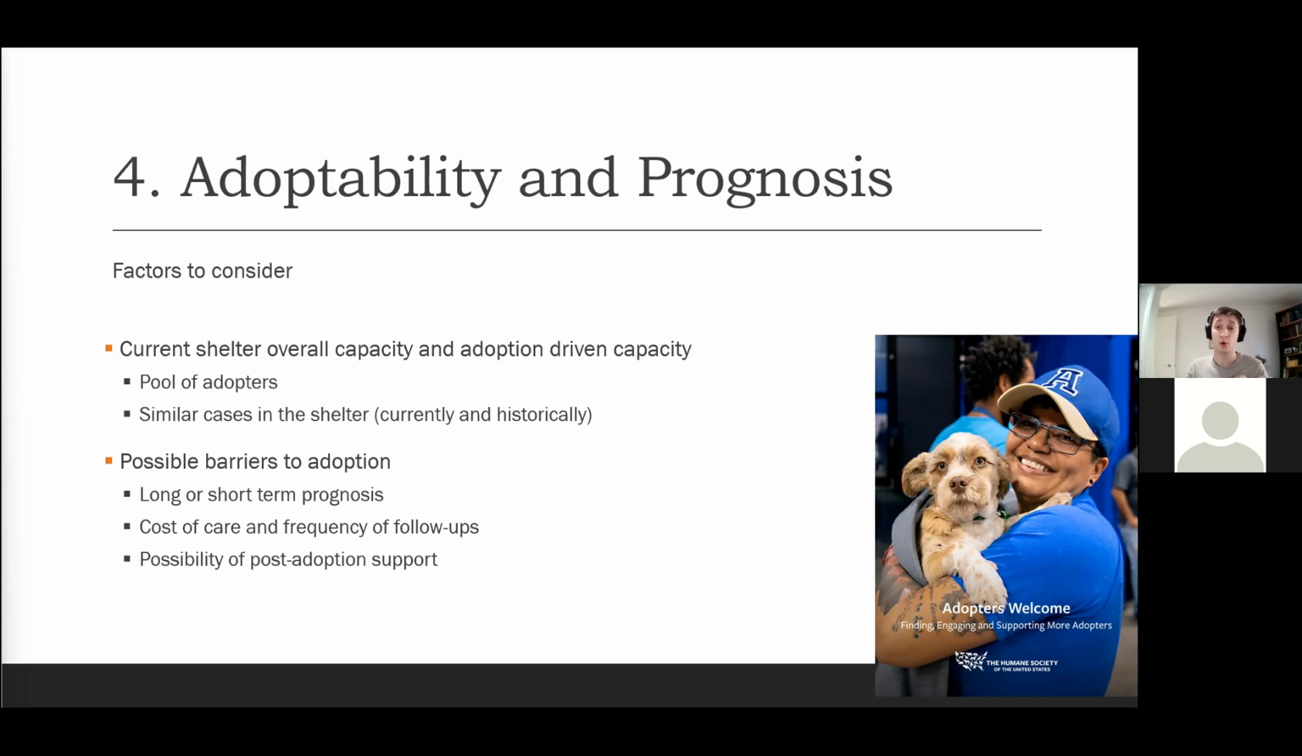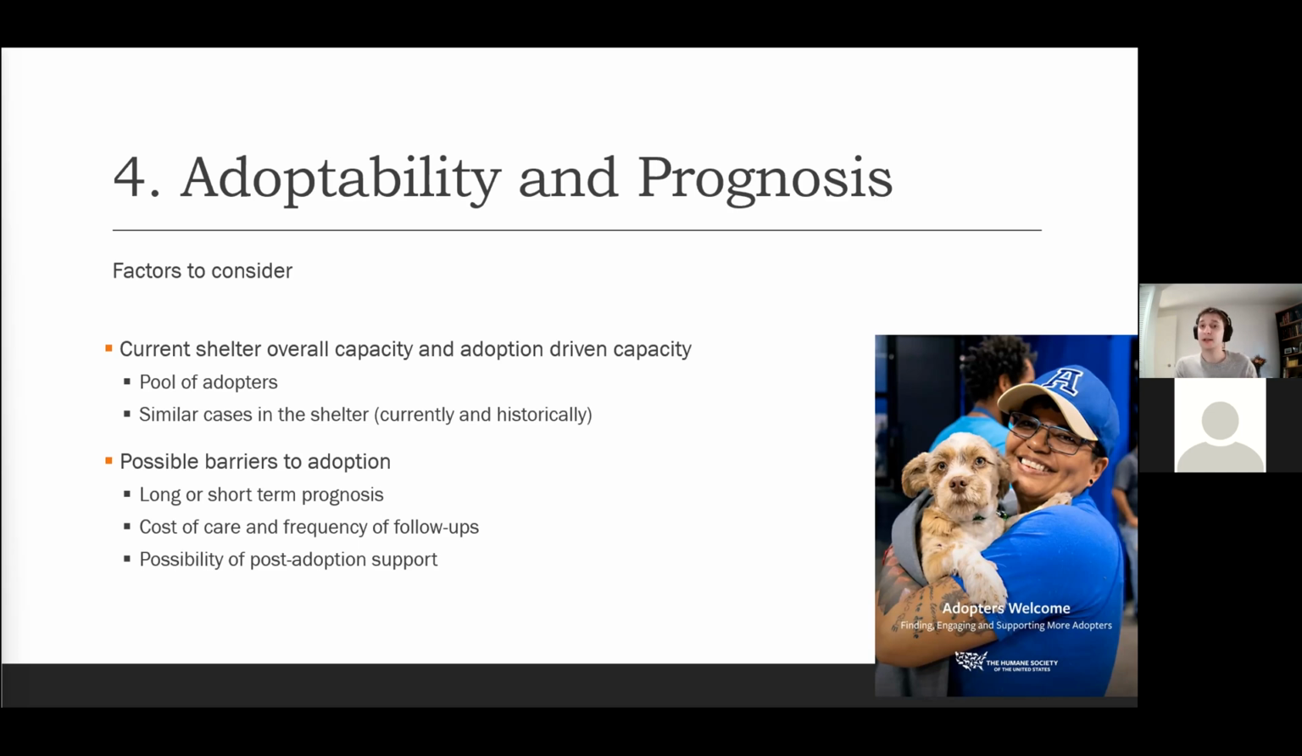So what is its long or short-term prognosis in the shelter? What is the cost of care that it's going to incur and the frequency of follow-ups? Because the cost might not be that high, but just the fact that people need to take time off to go to the veterinarian maybe every 3 months might be a huge hurdle.